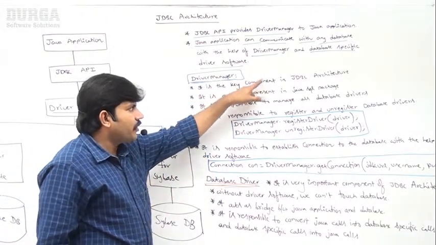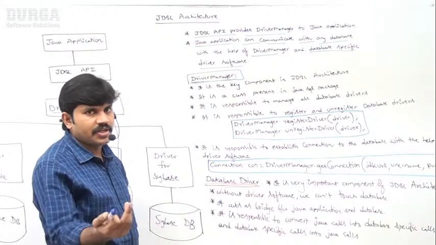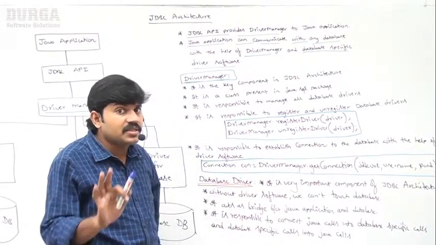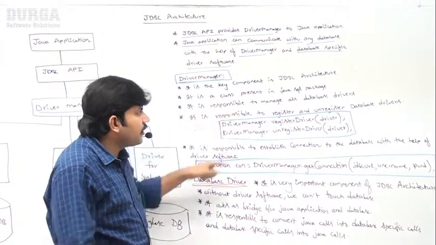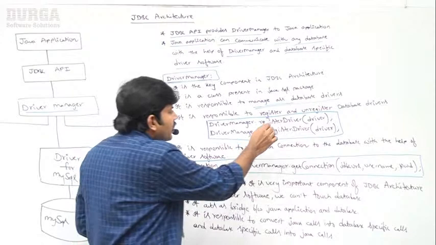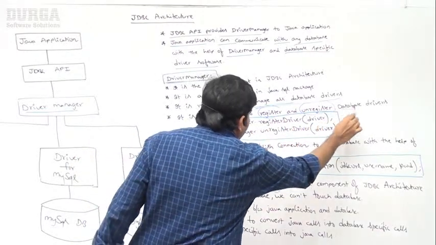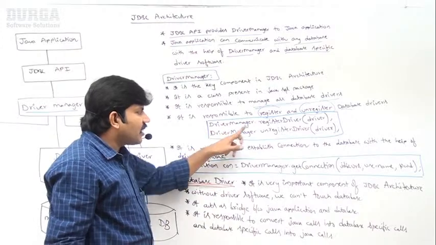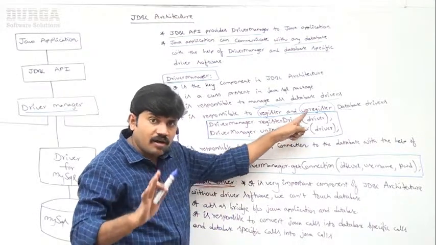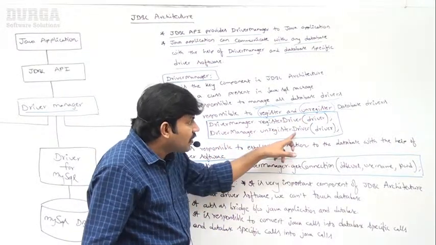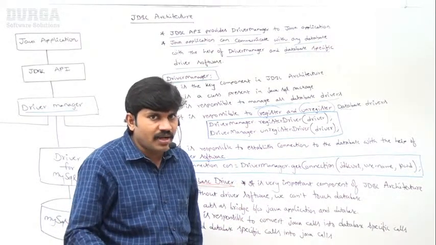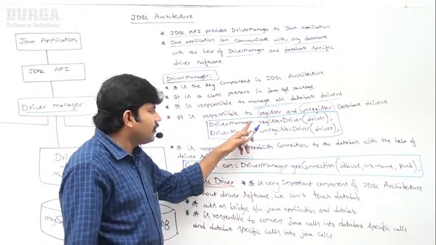It is the key component in JDBC architecture. Obviously, it's a very important component. It is a class present inside the java.sql package. Driver manager is a Java class, right? Remember, it is responsible to manage all database drivers. Next, it is responsible to register and unregister database drivers. The driver manager class contains static methods, DriverManager.registerDriver of a particular driver and DriverManager.unregisterDriver. So if you want to register a new driver or unregister an existing driver, who is responsible to do that? Driver manager, right?